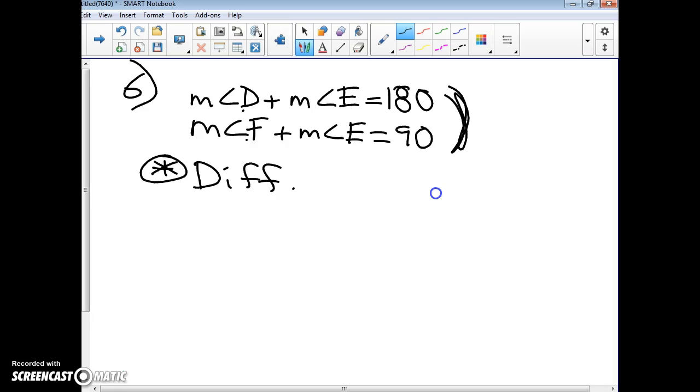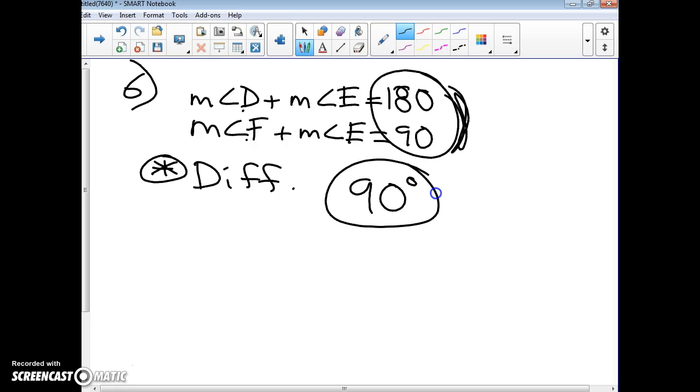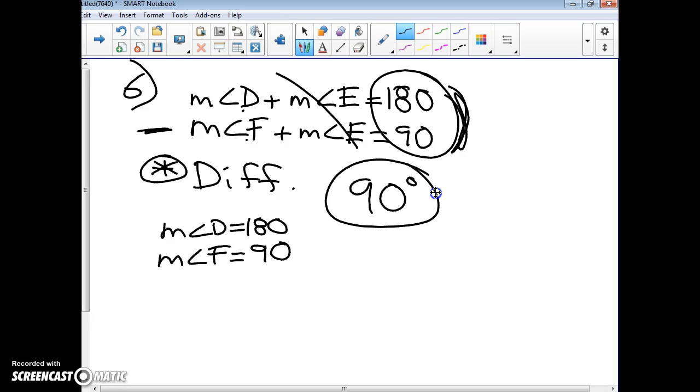The answer is 90 degrees. That's the difference in the two. And I still want you to think about why that is. Maybe it's obvious from here, maybe it's not. Okay. If I were to take this whole bottom and subtract it, the E's would go away, leaving me with the measure of angle D equal 180 and the measure of angle F equaling 90. Maybe now you see it. One of those tricky ones.